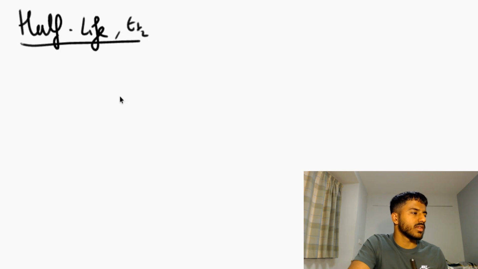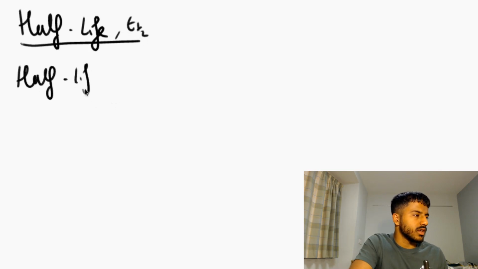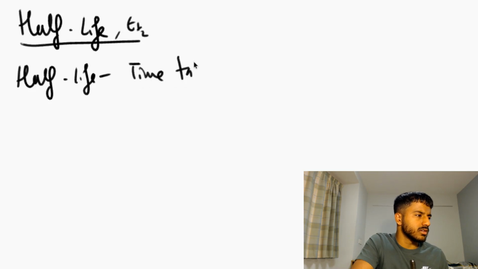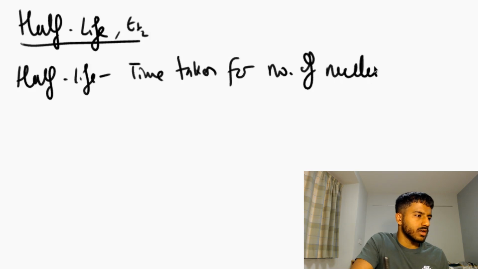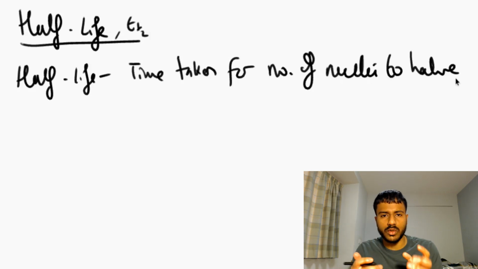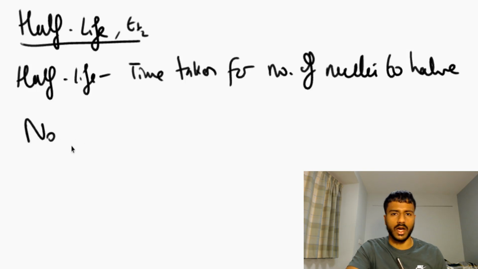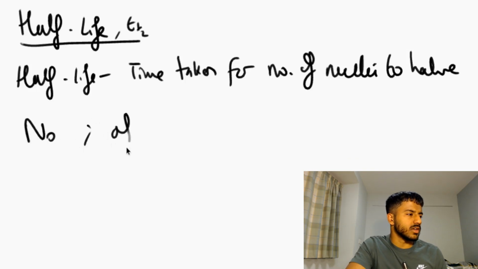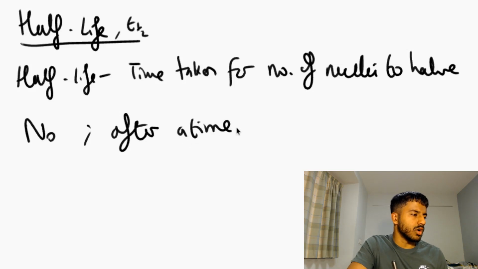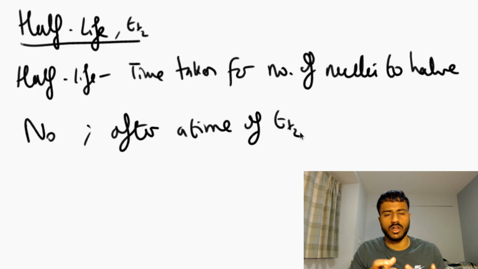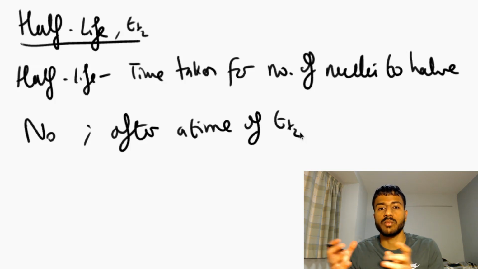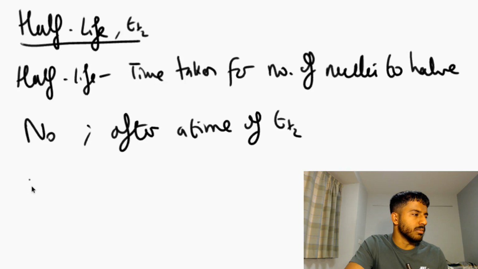And your decay constant lambda varies for different substances or elements or nuclei. Now let's look at something known as the half-life. We're going to call this T half. Now the half-life is the time taken for the number of nuclei to halve. So let's say we started off with N naught nuclei. After a time of T half, which is after a time that is equal to your half-life period, your number of nuclei is going to be equal to N naught over 2.